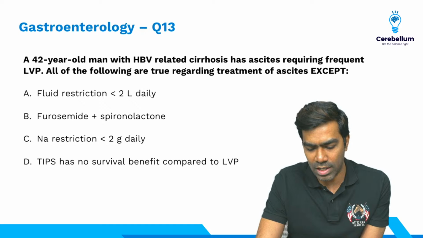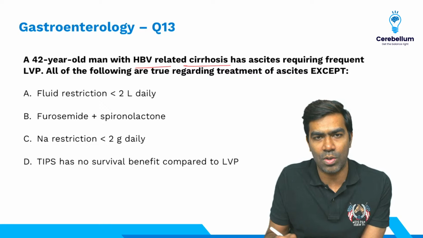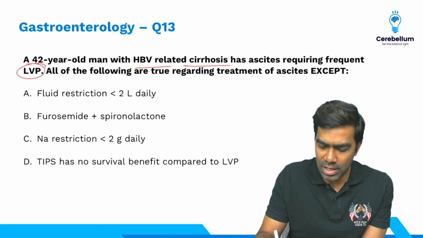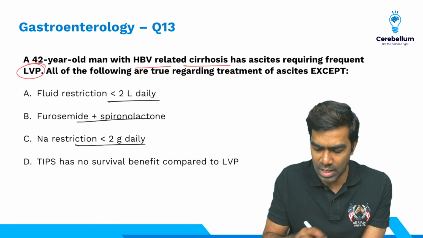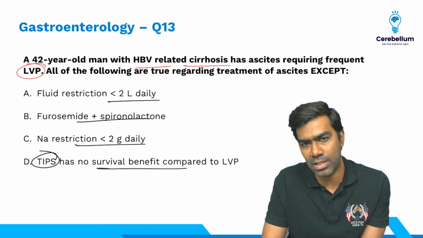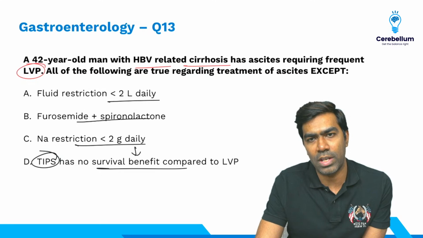Now going to the third question, again very easy. A 42-year-old man with hepatitis B related cirrhosis has ascites requiring frequent large volume paracentesis, which means large volume paracentesis is one of the treatment options. All of the following are true regarding treatment of ascites except: fluid restriction less than 2 liters per day, furosemide plus spironolactone, sodium restriction less than 2 grams daily, TIPS has no survival benefit compared to large volume paracentesis, which means whether you do large volume paracentesis or you take the patient for TIPS, that has no survival benefit. Which of the following is false?